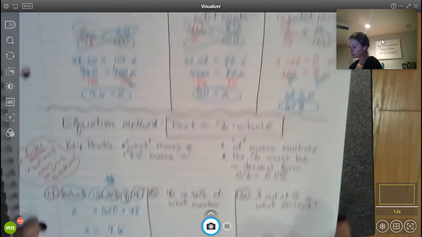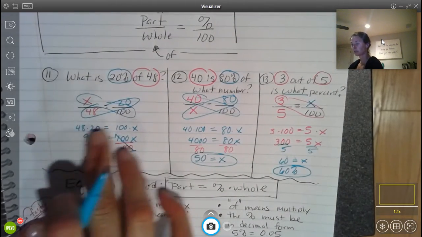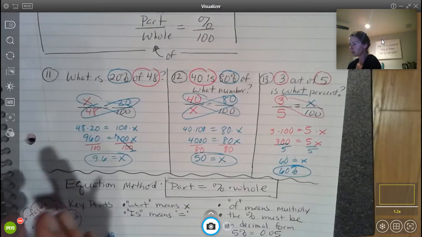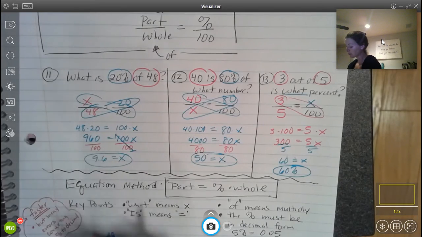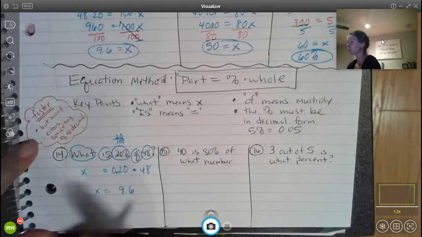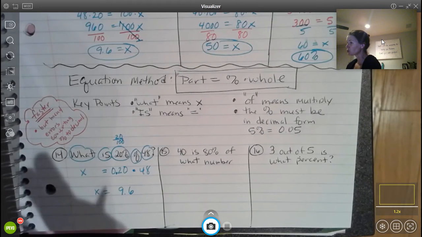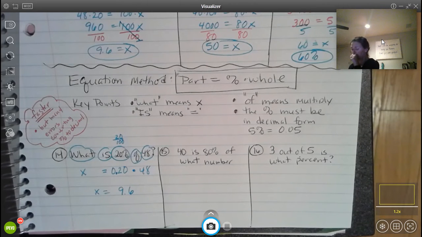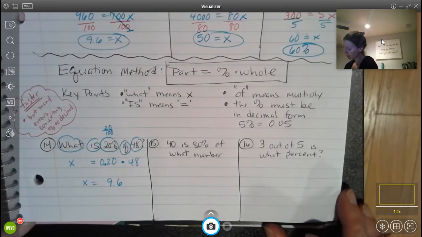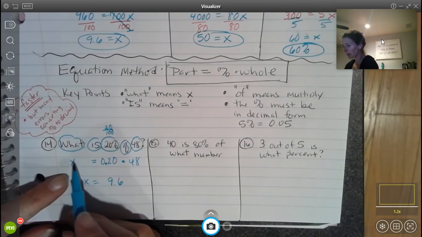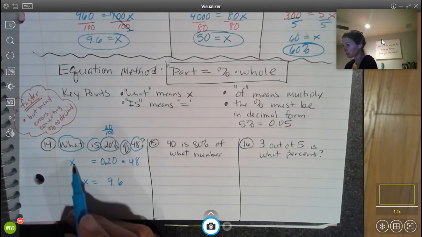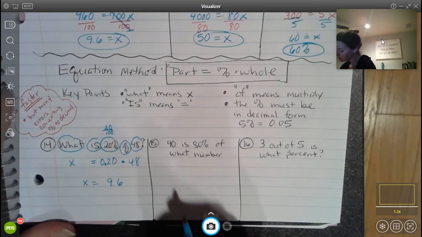Notice this is the same exact problem that we did earlier in the week. Here we were using a proportion method, which is a little bit easier, but now we're doing the same problem in a faster way. But we have these new things to memorize. Let's try the next one. Here, the X was out on the left all by itself. It's going to be in a different location each time.